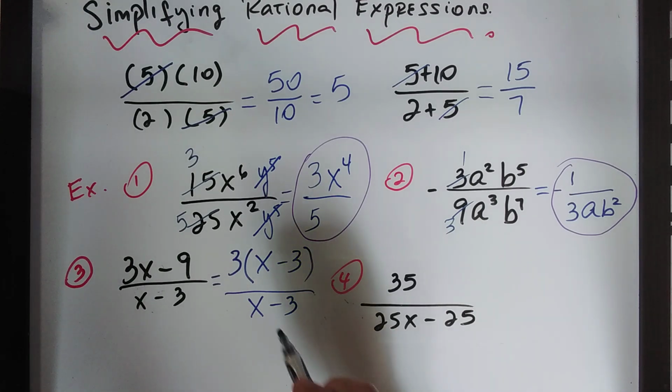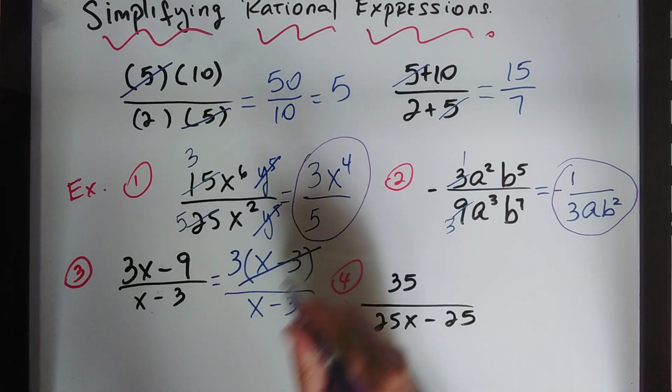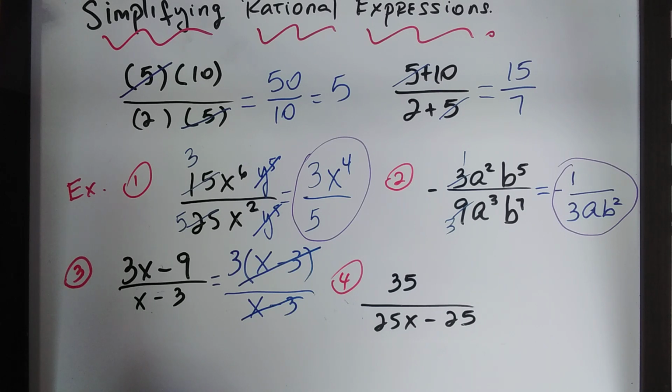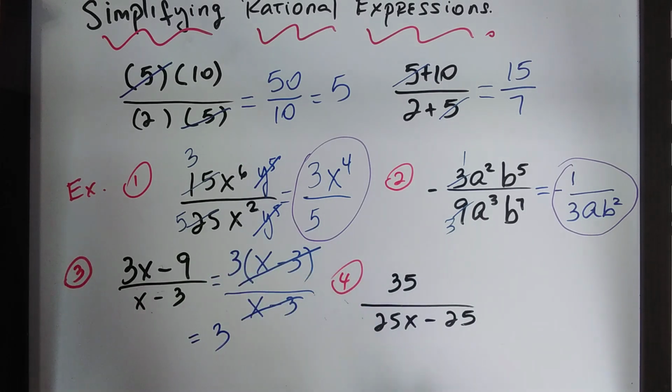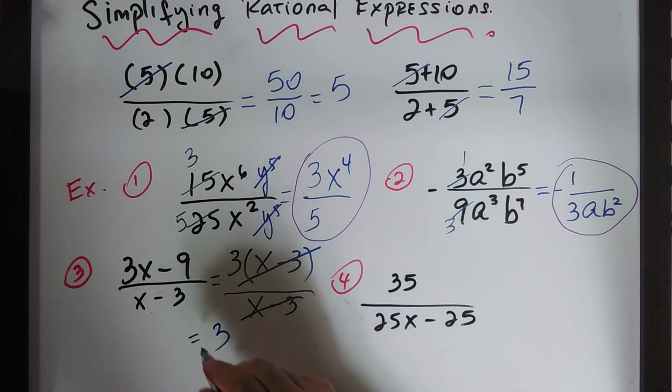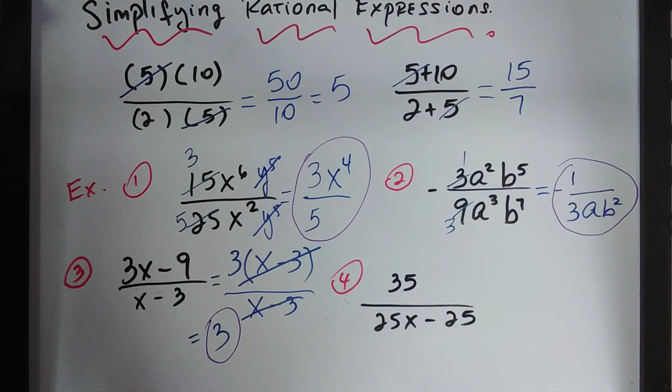See, now I'm allowed to cancel this whole factor with the denominator, and the answer for that would be just 3. Whatever's left is going to be my answer. In this case, 3 is the only thing that is left. Therefore, that's my answer. Okay?